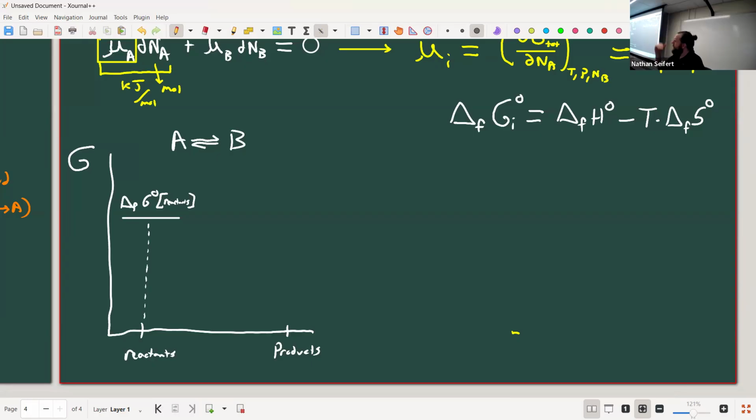And then let's say the products are a little more stable. So here's the delta F G of the product. And so the Gibbs energy of the reaction is just the difference.